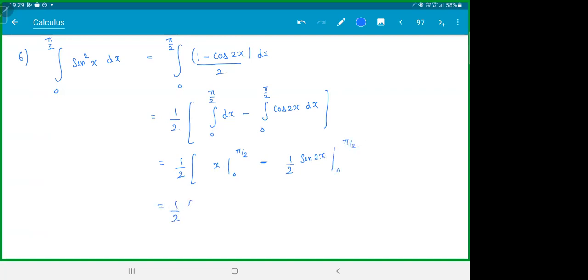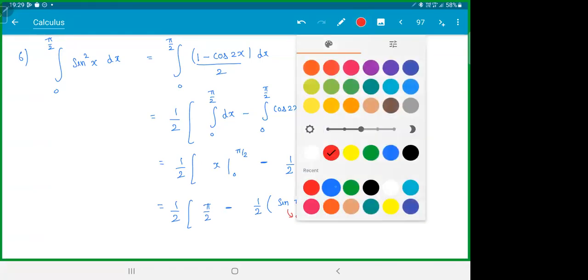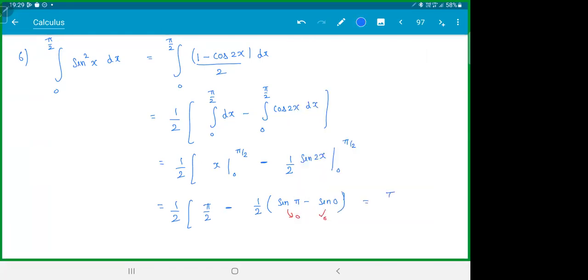Substitute the values. So x will be pi by 2 minus 0 is pi by 2. This will be half sine 2 pi by 2 is sine pi, and minus sine 0. Sine pi, sine 180 is 0. Sine 0 is also 0. This is 0. This is also 0. You're just left with pi by 4. Check. Ha, Palak, you got it right.